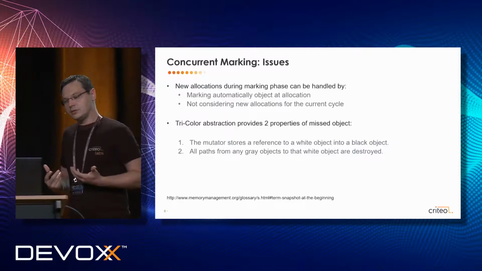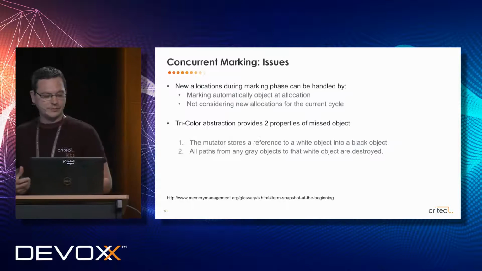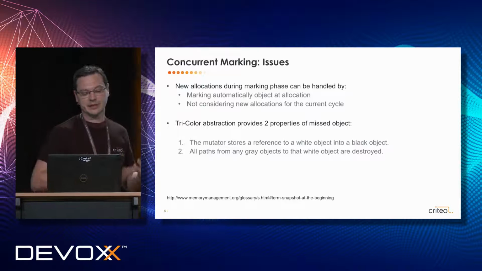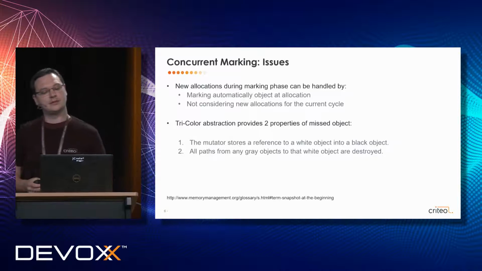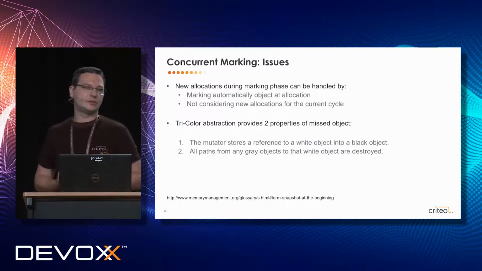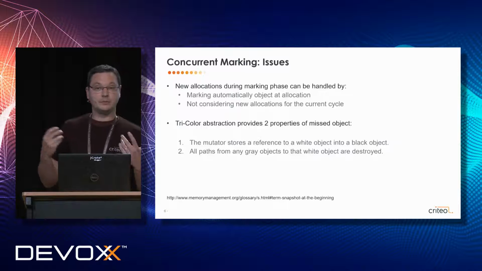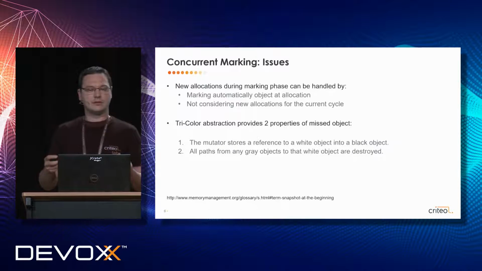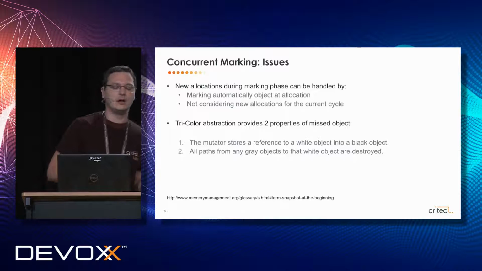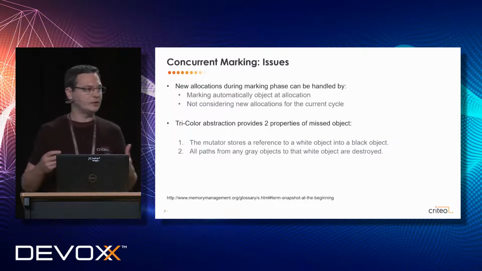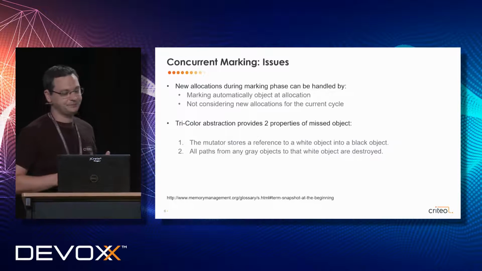So as we are concurrent, we have issues to deal with. We can miss an object because the object graph is modified by the application as we traverse this graph. The tricolor abstraction gives us two properties for this: if the mutator, the application thread, stores a reference to a white object into a black object, and if all paths from a gray object to a white object are destroyed.